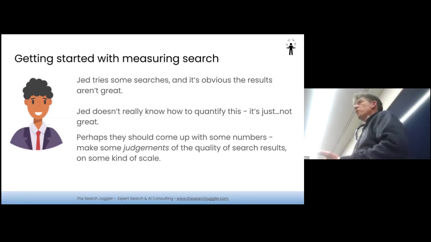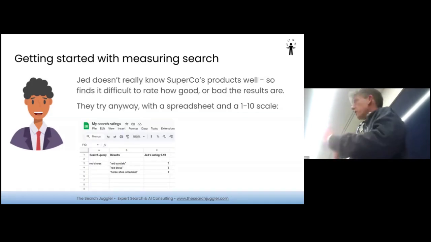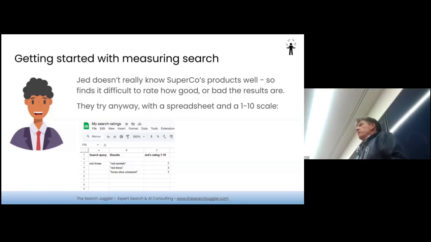And one way of doing that is to come up with some judgments, literally to say, here's a query, here's some results. This is a good result, this is a bad result, this is a middling result, and somehow calculate all those things. So Jed starts doing this in a spreadsheet, a pretty obvious way of doing it.